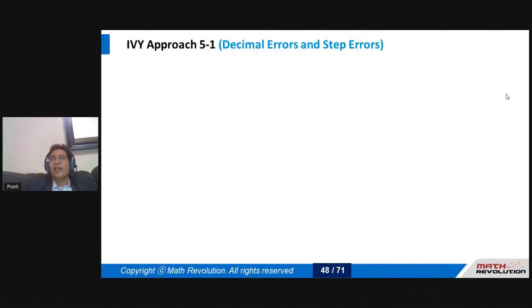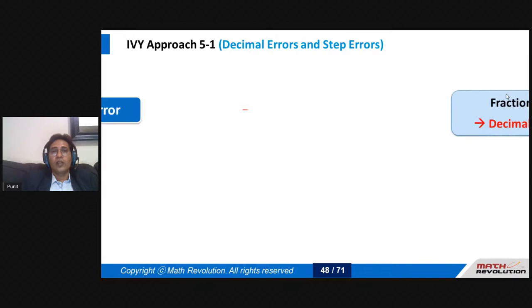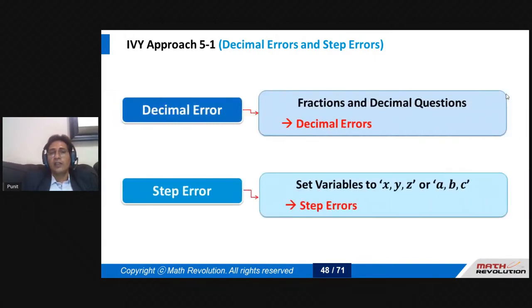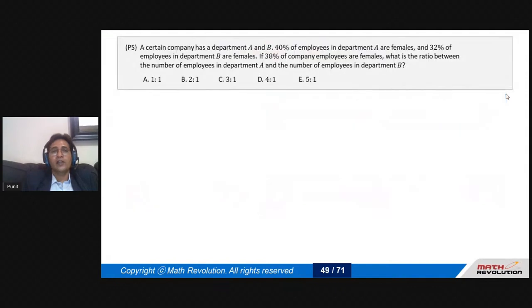Now let's talk about decimal errors and step errors, possibly one of the errors often made in the conventional approach. I'll show you the conventional approach too, how this error is unfortunately made and how to rectify it. Decimal errors usually occur in fractions and decimal questions, and step errors always happen when we assign a variable to x, y, z. Let's talk about this particular question.